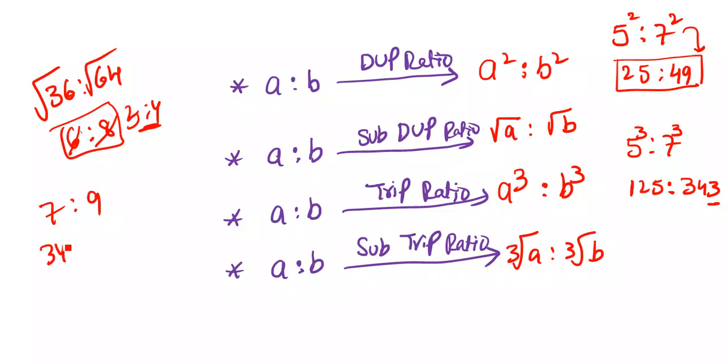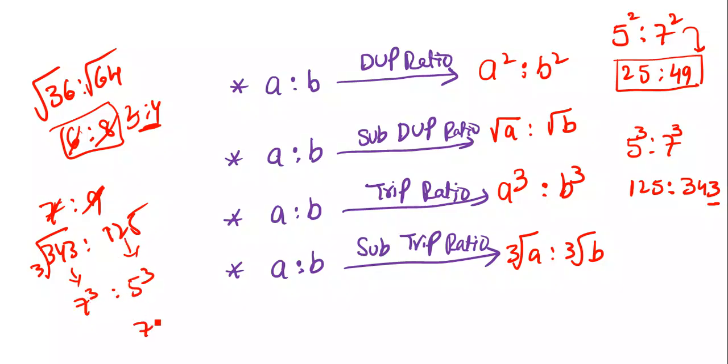343 is to 125. What is the subtriplicate ratio? 343, which cube? 7 cube. 125, which cube? 5 cube. Then the answer is 7 is to 5.